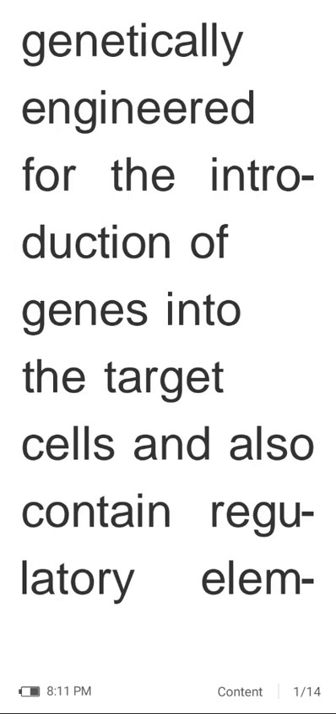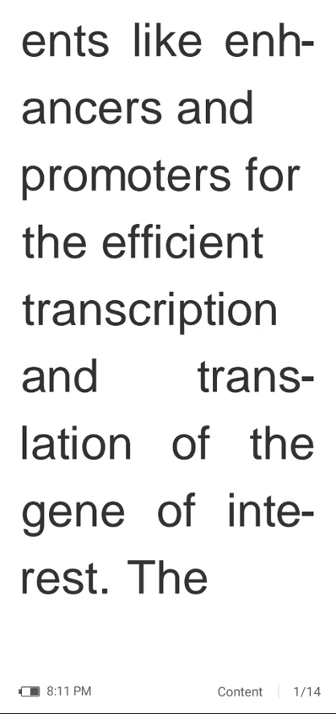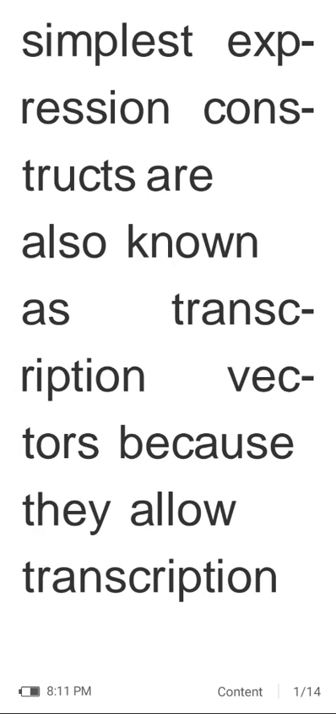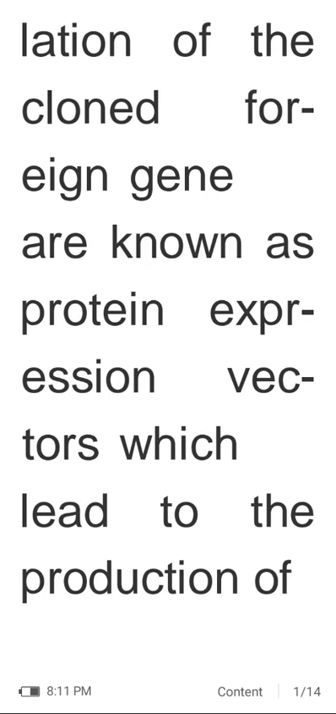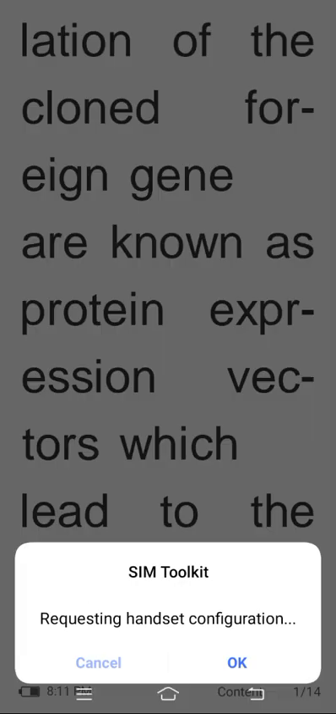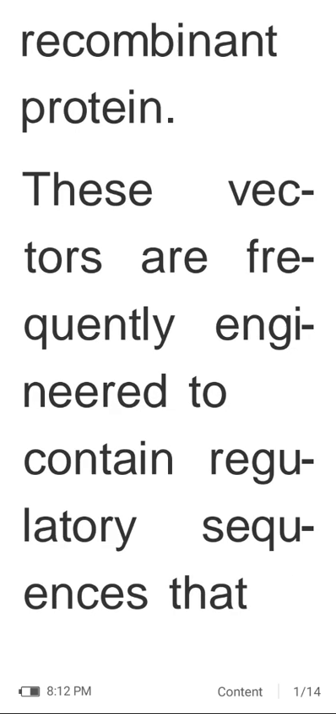They are genetically engineered for the introduction of genes into the target cells and also contain regulatory elements like enhancers and promoters for the efficient transcription and translation of genes of interest. The simplest expression constructs are also known as transcription vectors because they allow transcription of the cloned foreign gene and not its translation. The vectors which facilitate both transcription and translation of the cloned foreign gene are known as protein expression vectors, which lead to the production of recombinant protein.